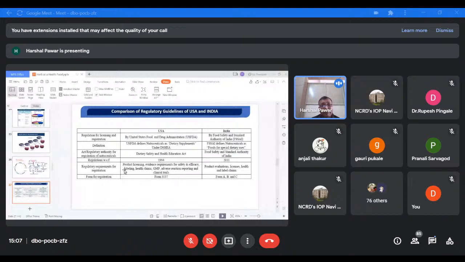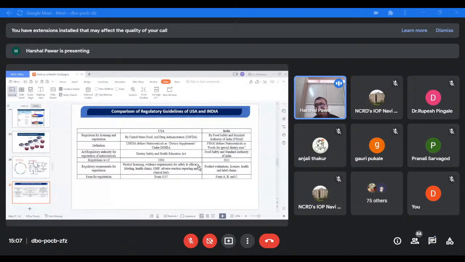Here, regulatory requirement for registration. So, in the United States, product licensing, evidence requirement for safety and efficacy, labeling, health claims, GMP, adverse reaction reporting, and clinical trials. These are the requirements. Whereas in India, product evaluation, license, health, and label claims, right?